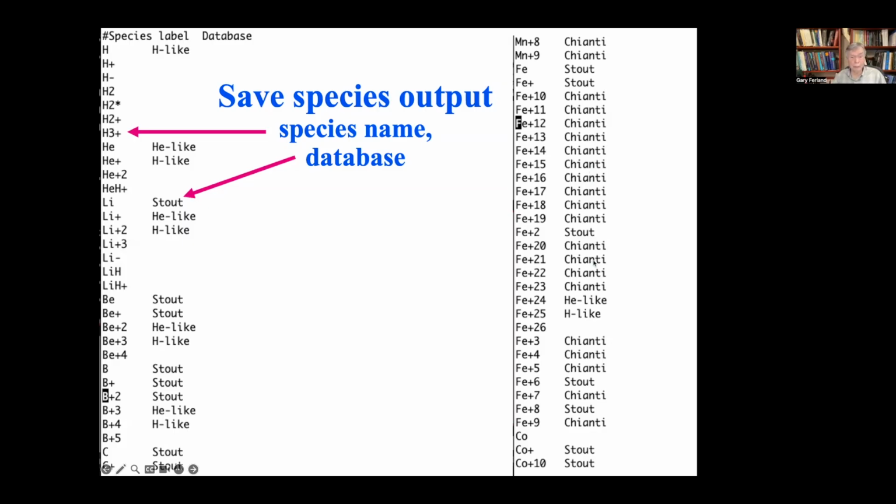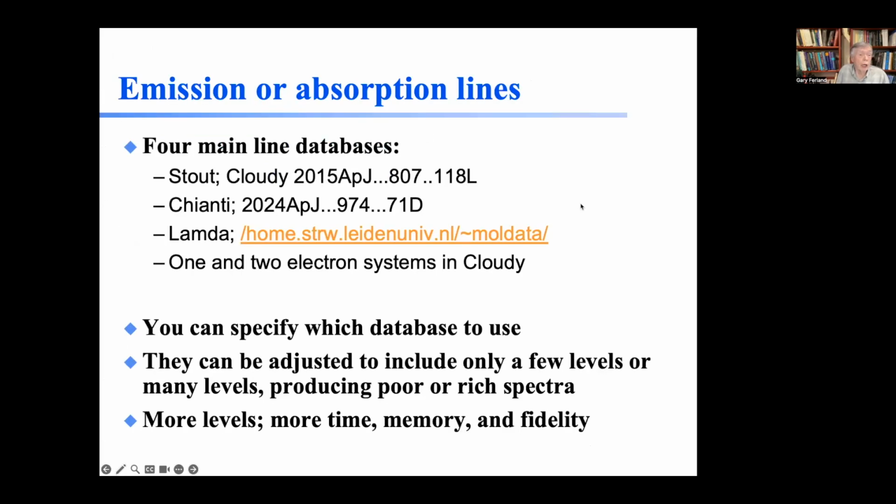You can change which database you use. This is a judgment call. Each baryon makes an emission or absorption spectrum, and in most cases, we have a model for that. That's the internal structure of the database. So there are four main databases we have. The Stout database is our in-house Cloudy database that we've been developing since 2015.